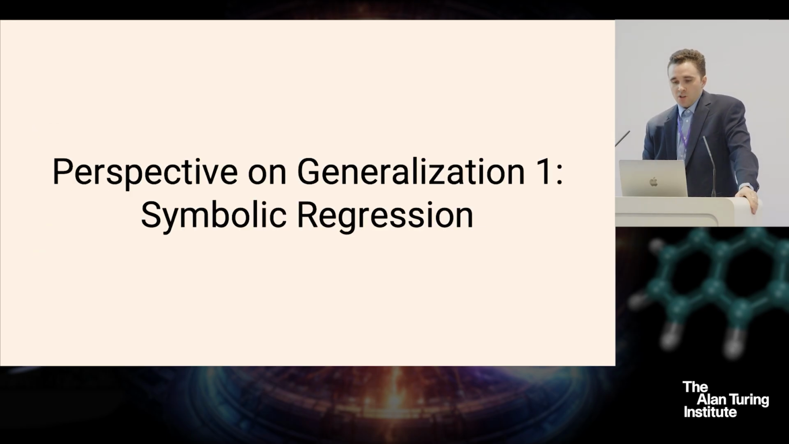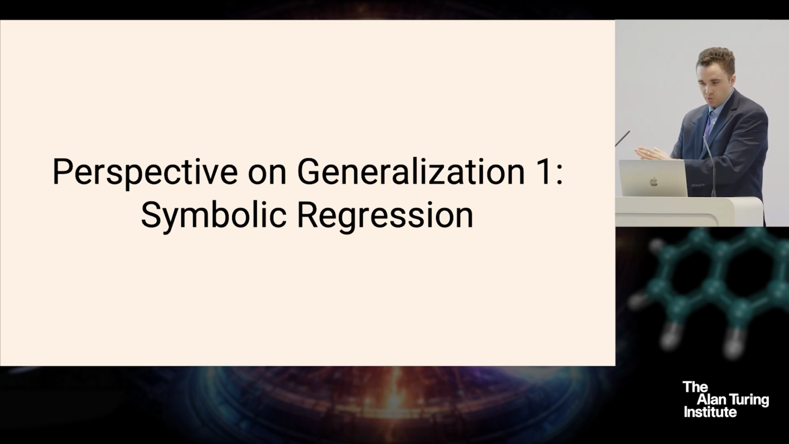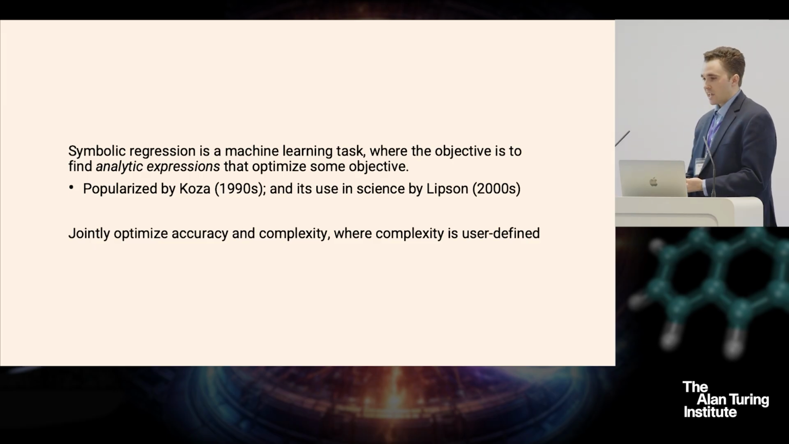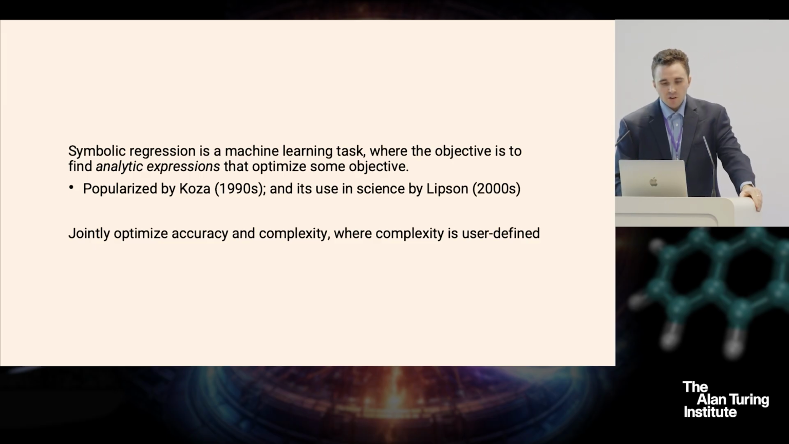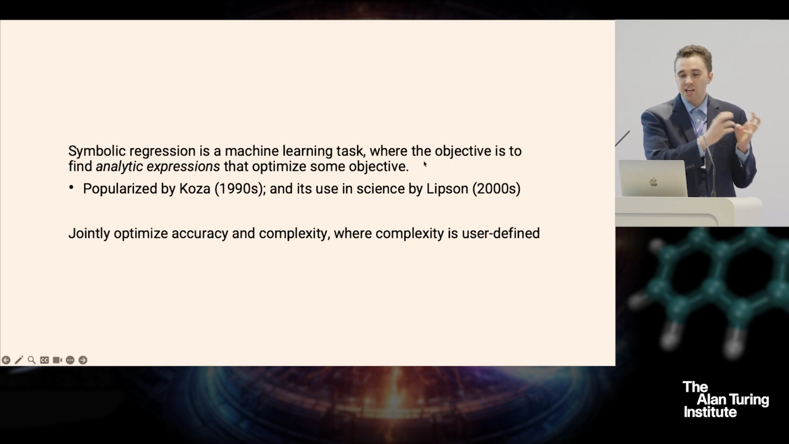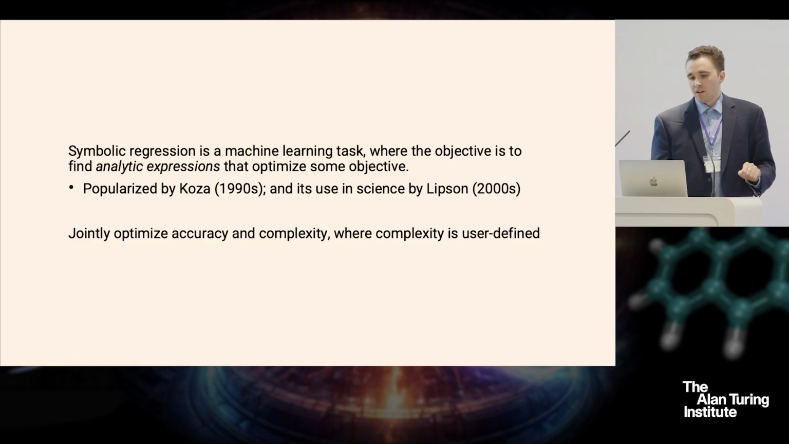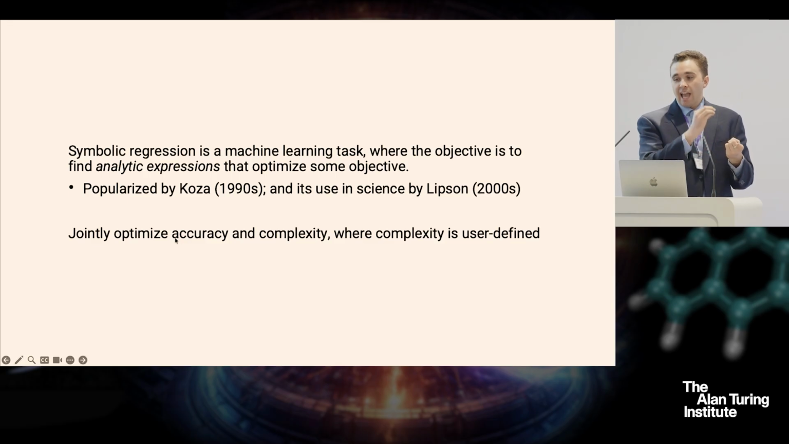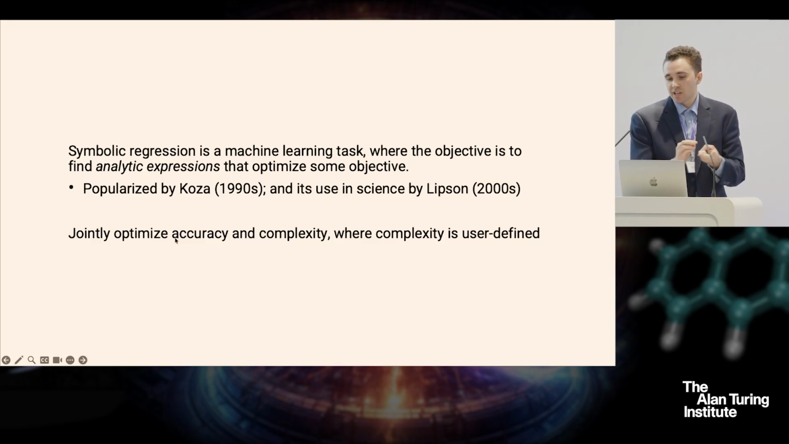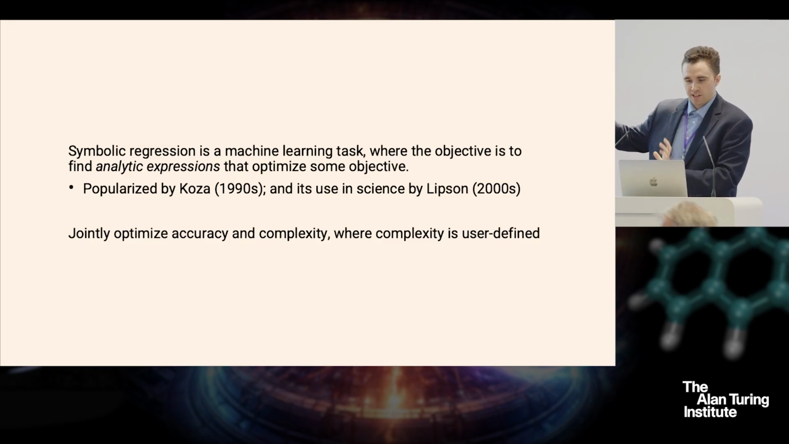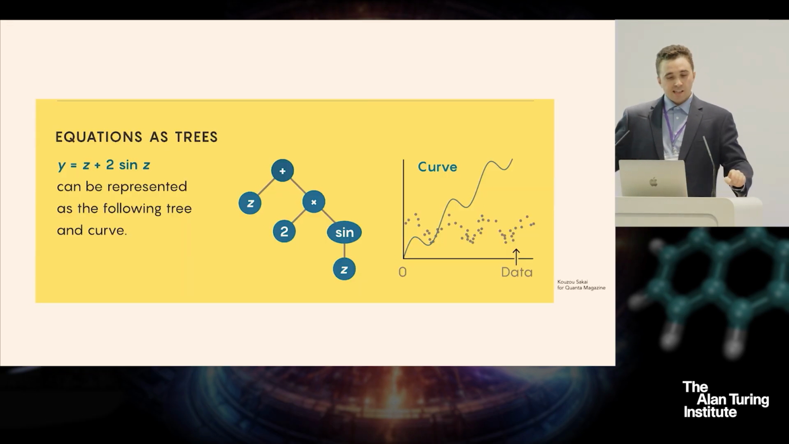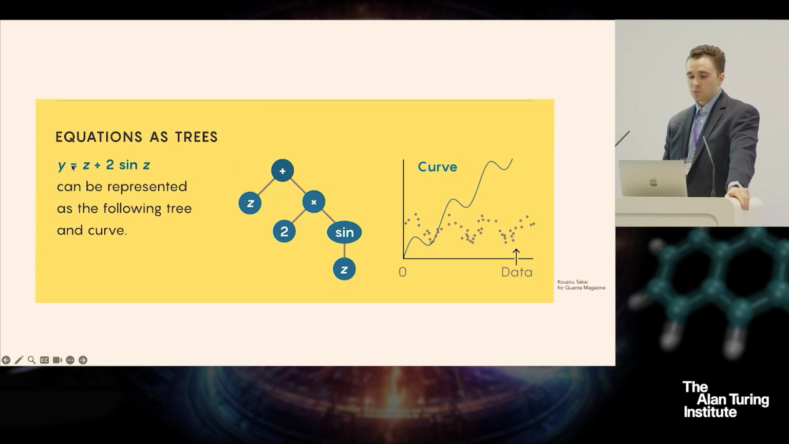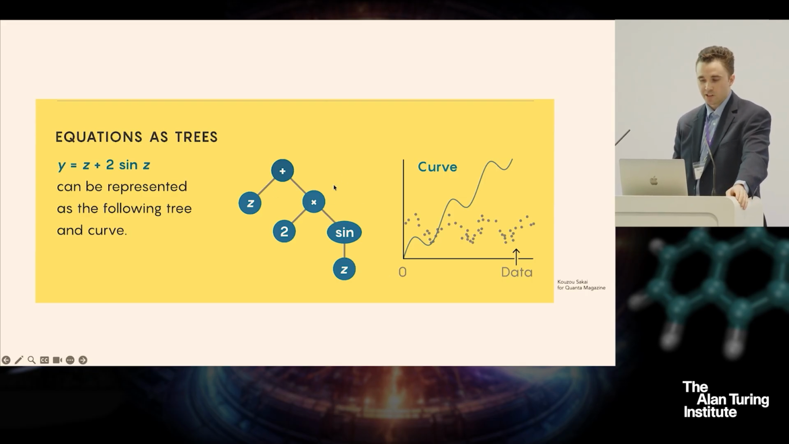So one perspective on this is in terms of symbolic regression, which is one of the areas I work on. Symbolic regression is a machine learning task where your objective is to find equations that optimize some objective. So you're trying to fit equations to data. You typically solve this by optimizing accuracy of the equations in describing the data and also the complexity of the equations. And complexity here is just a user-defined concept. So it might look like this. You have this equation, y equals z plus 2 sine z. You represent that as a tree of operators and variables and constants.